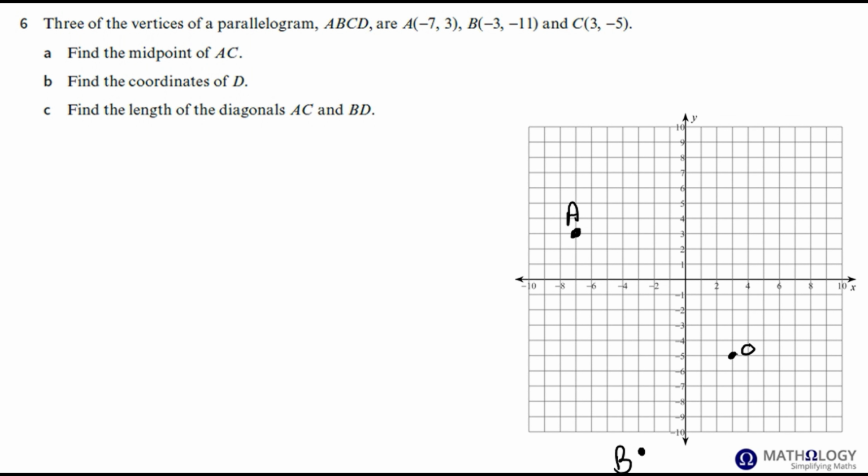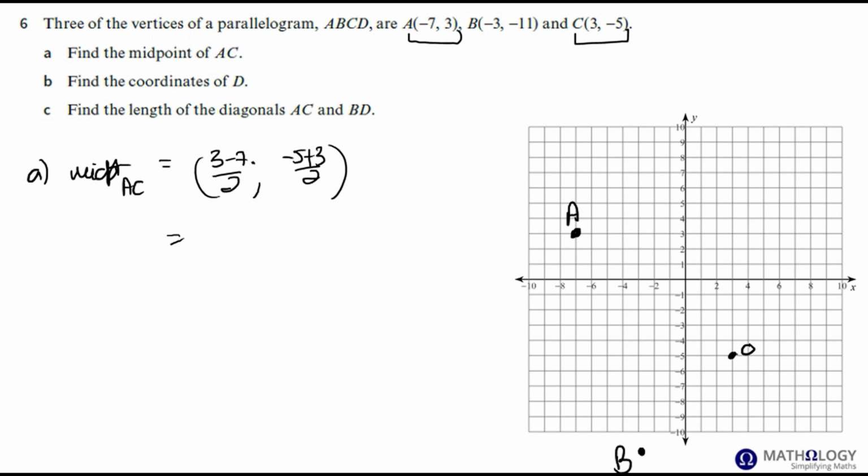So the midpoint of AC is (x2 + x1)/2, (y2 + y1)/2. So the midpoint of AC will be (3 - 7)/2 and (-5 + 3)/2. That's going to be minus 4 over 2, it's minus 2, and then minus 2 over 2 is minus 1. So that's the midpoint of AC.